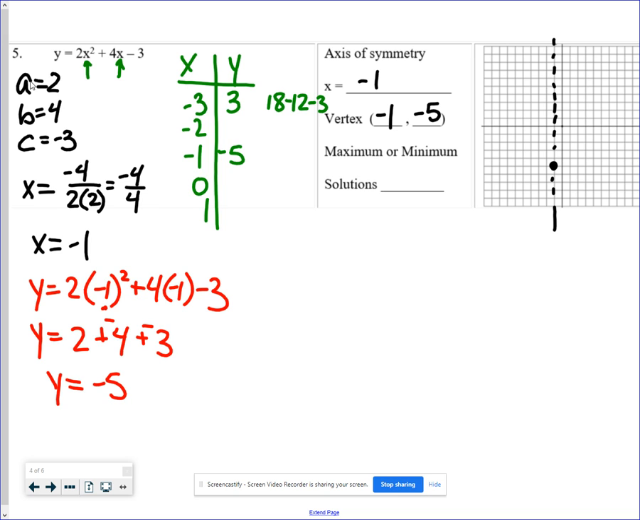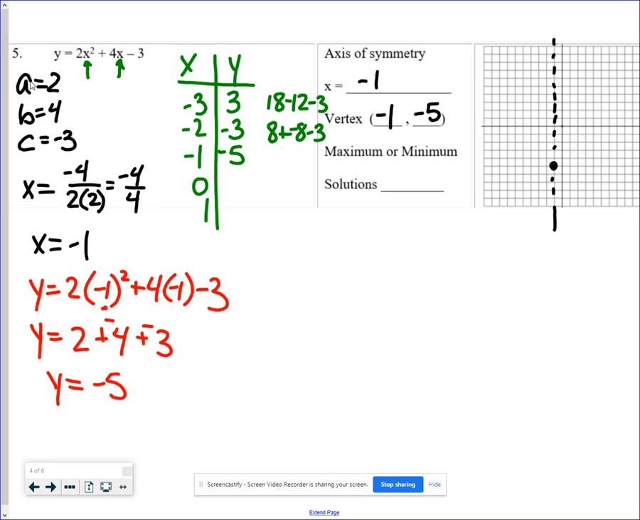Then I would have negative 2 to go into both of those x spots. Negative 2 squared is 4 times 2 is 8. 4 times negative 2 is negative 8. Well, that part now is 0. Minus 3 would be negative 3.